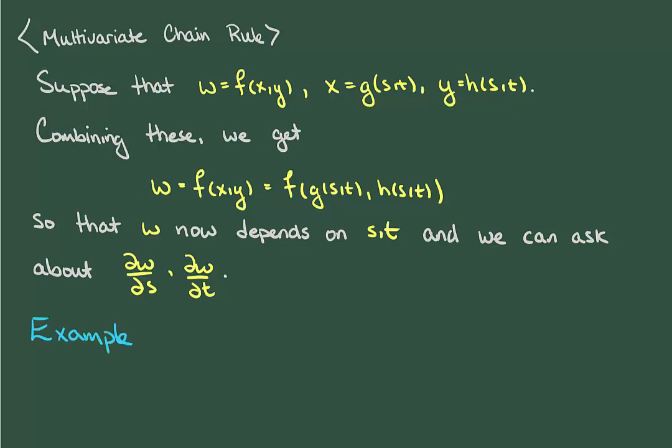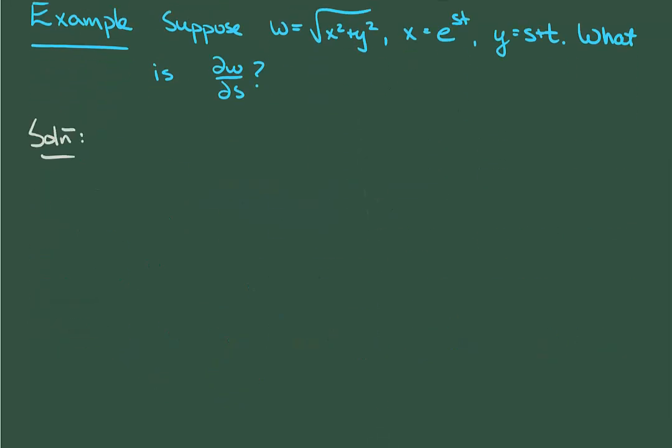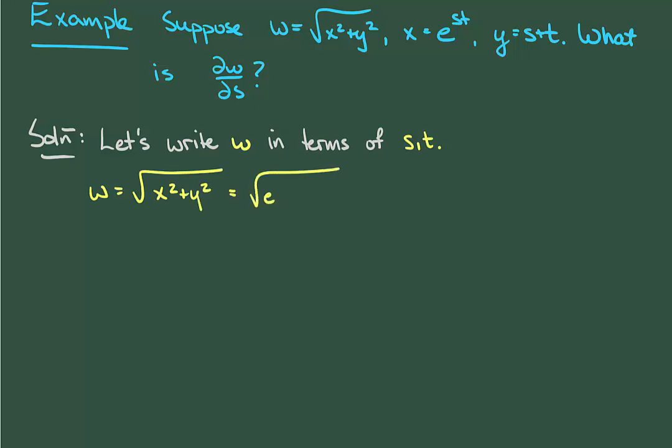To start, let's do an example without using the chain rule. Here are three functions mimicking the setup above, so let's compute dw/ds. Immediately, we can just write w in terms of s and t like so. In this form, we can compute the partial of w with respect to s in our usual way, so let's do that.